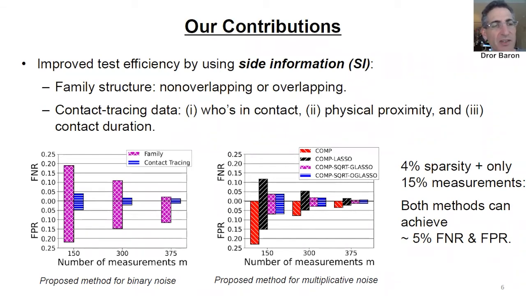On the left, you're seeing results both for family and contact tracing for the binary noise. The family didn't work quite as well. The FNR and FPR were quite a bit higher. For contact tracing, the FNR and FPR were great. Regarding the panel to the right, we're showing 4 different algorithms. For each of these algorithms, we're showing results for 150, 300, and 375 measurements. Again, some of the methods performed very well, even using only 150 measurements.